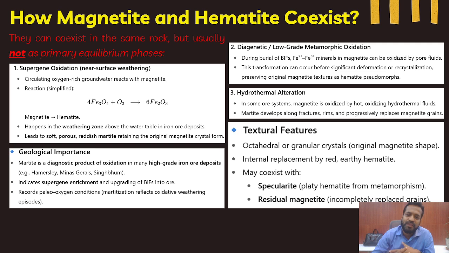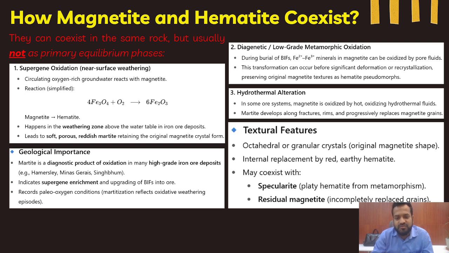Now the point is, what is the geological importance of martite? Martite is a diagnostic product of oxidation in many high grade iron ore deposits. See, hematite is more important than magnetite as far as iron ore is concerned. So it indicates supergene enrichment and upgrading of BIF into ore. It also records paleo-oxygenation conditions. Martitization reflects oxidative weathering episodes. And texturally, as I have mentioned, octahedral or granular crystals with internal replacement by red earthy hematite.